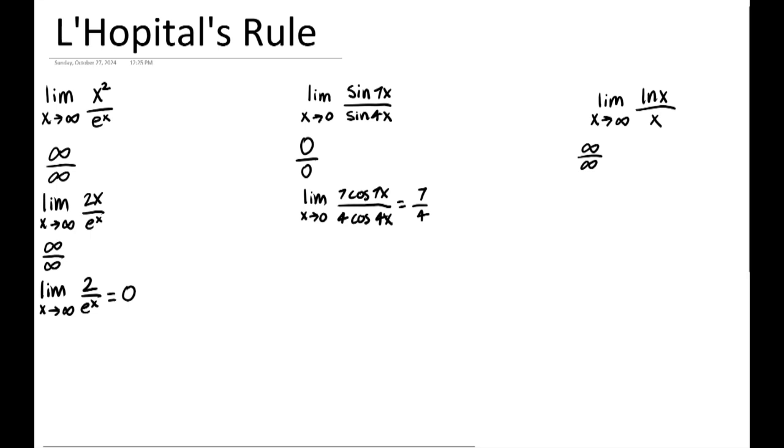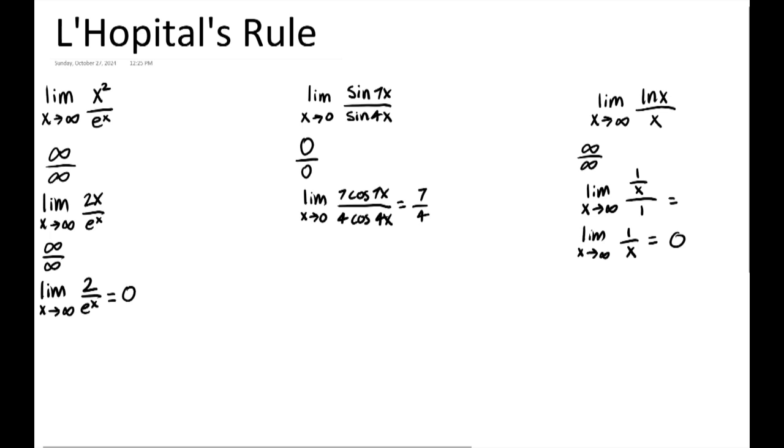So we can rewrite our limit as the limit of x approaching infinity of 1 over x over 1, which is equal to the limit of x approaching infinity of 1 over x, which gives us a final answer of 0. So these are three questions that use L'Hopital's rule.